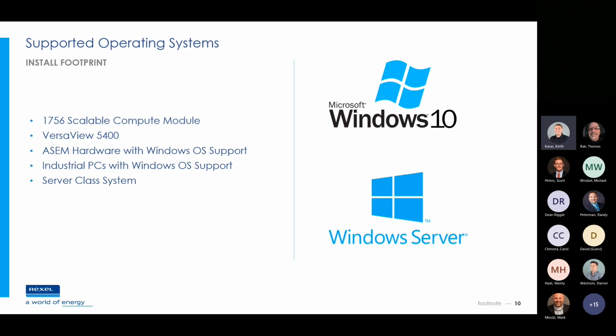And there's a variety of different modules that we offer from Rockwell that this can be installed on. There's a compute module, which can fit right into your 1756 ControlLogix chassis, VersaView 5400 industrial PCs, and VersaView 6300 panel PCs or box PCs, from Rockwell's acquisition of awesome hardware. Any industrial PC with Windows operating system support, or a server-class operating system. So this can reside on many different pieces of hardware to fit your needs.